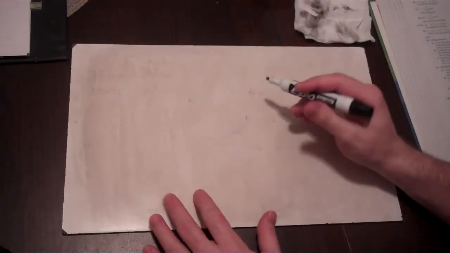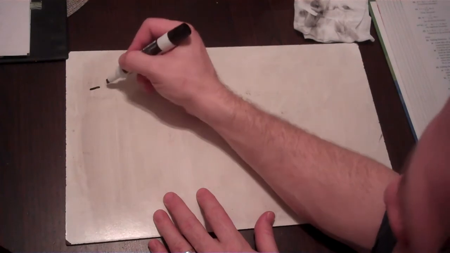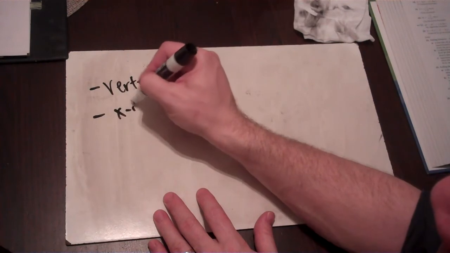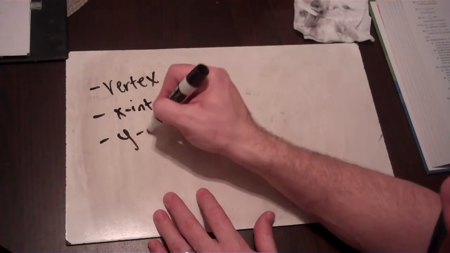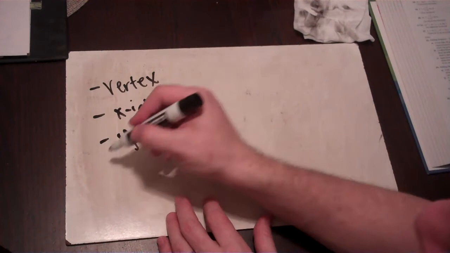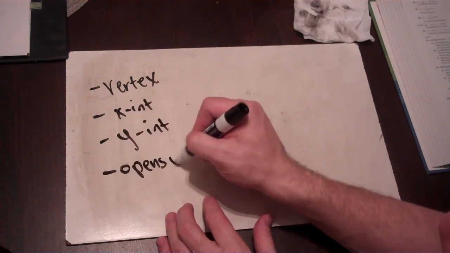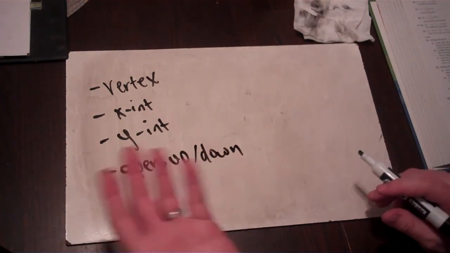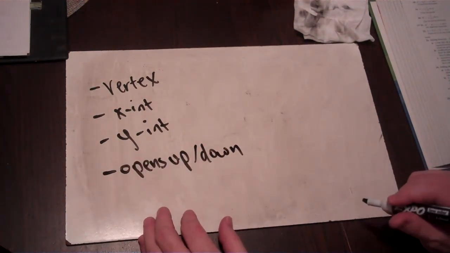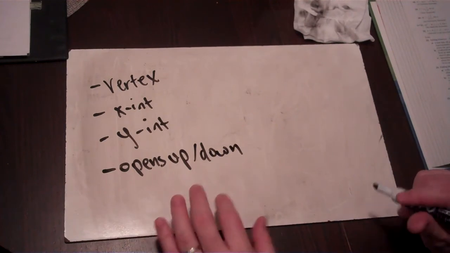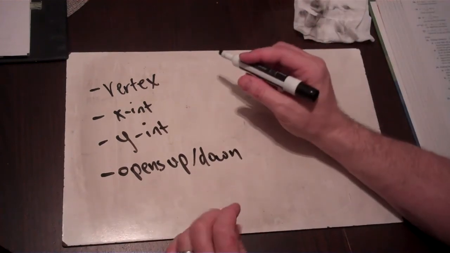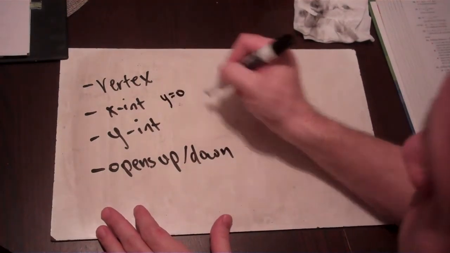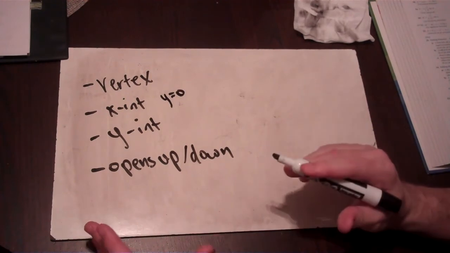So the important features are the vertex, the x-intercept, the y-intercept, and whether it opens up or down. If we know all of these things, then we can actually figure out what it's supposed to look like. So, first of all, for the x-intercept, when it crosses the x-axis, that means that y is equal to 0. So for that one, we're just going to set y equal to 0 and solve.